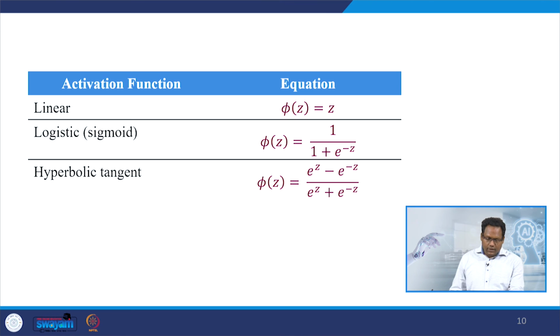Now, let us see about the activation function or transfer function. In general, they take these forms. One is a linear transfer function, which means the output is the input, phi of z equal to the given input z. The other is the logistic activation function, the sigmoidal activation function, which takes the range 0 to 1, and has the mathematical expression 1 divided by 1 plus e to the power of minus the input.